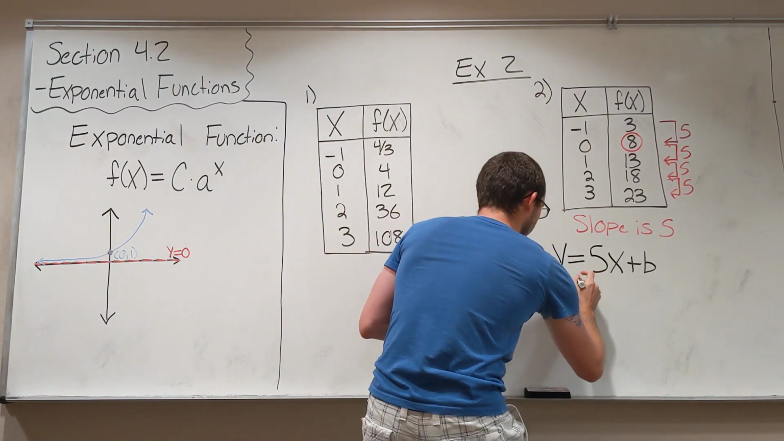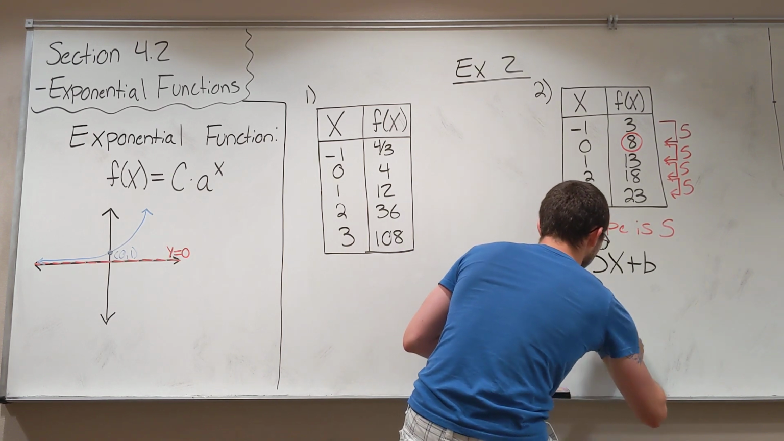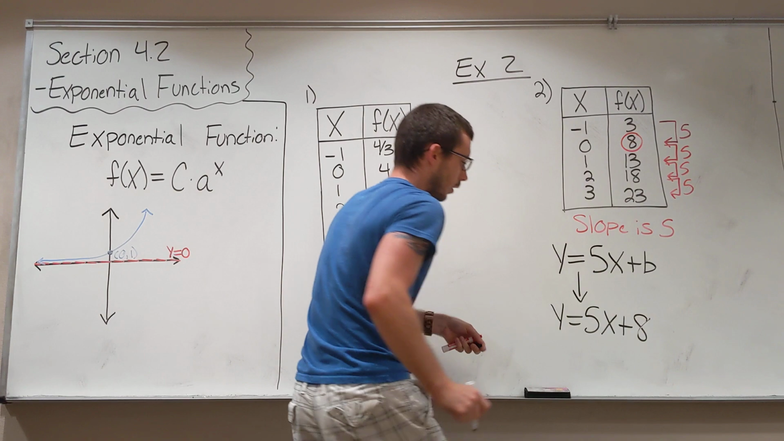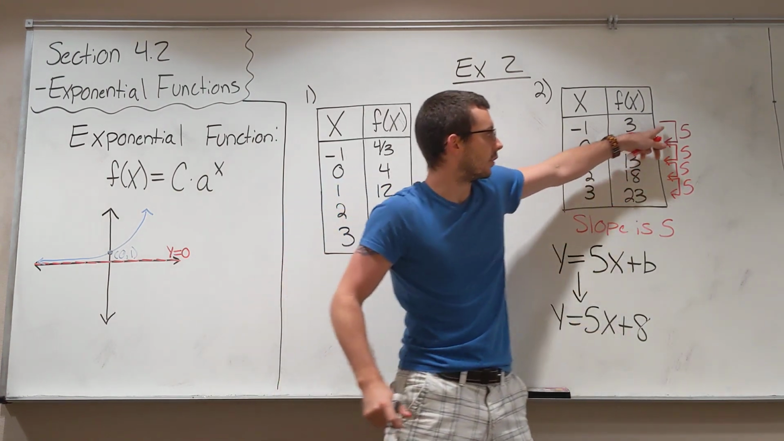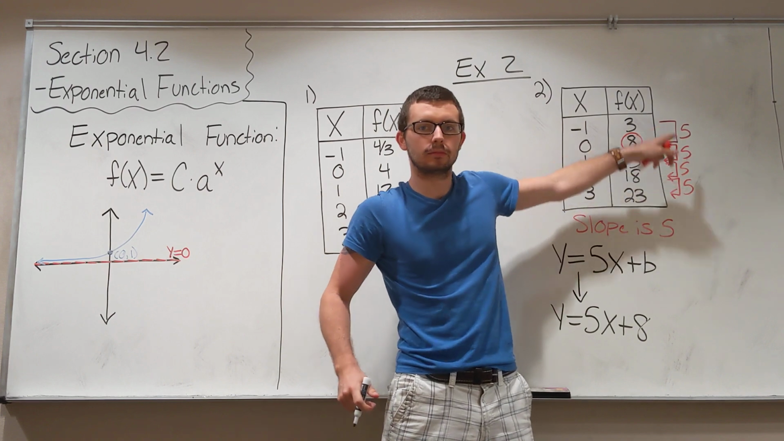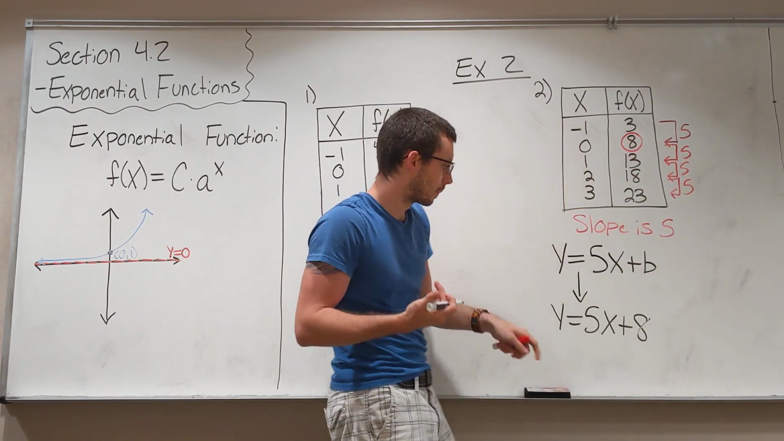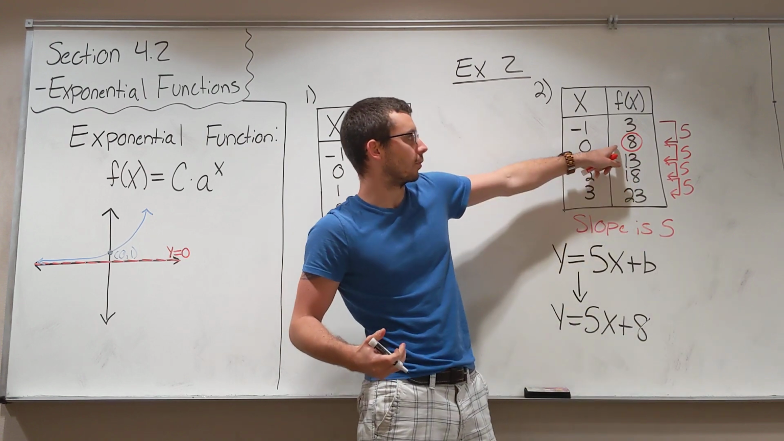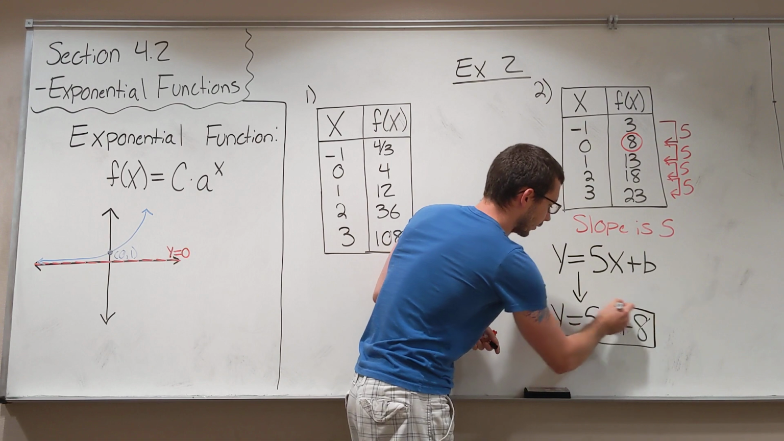So now we can update this as 5x plus 8, where the 5 is the constant trend, and the fact that it's constant means that this is linear, and we get the 8 from the y-intercept. So this would be our answer for this part.